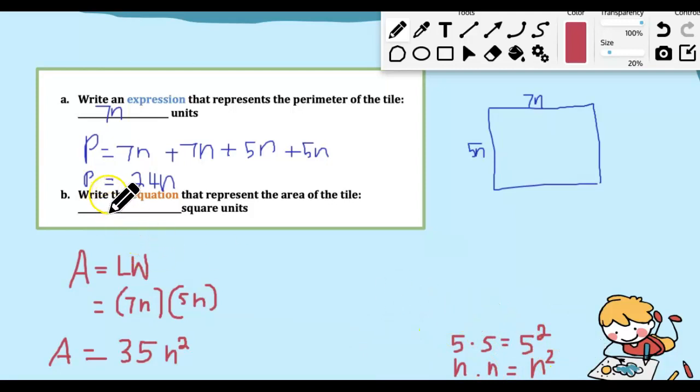So now our answer here is 35 square units. So I'm still going to write that 35 n squared square units, because we don't know what the number for n is. Alright, there you go for question number 2.